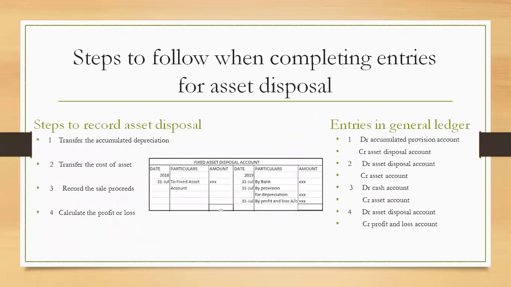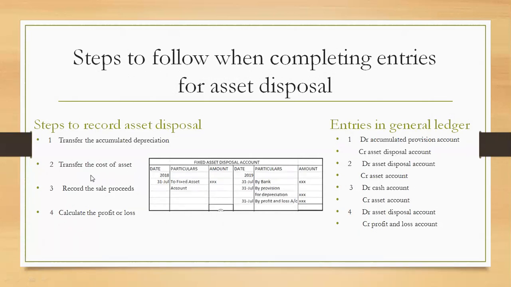Now, steps to follow when completing entries for asset disposal. Step one: transfer the accumulated depreciation, the very first step and very, very important. If it is the start of the year, then accumulated depreciation is enough. We'll shift this depreciation to the asset disposal account. This is the format of the asset disposal account. We will debit depreciation from the provision account and credit over here. As you can see, provision is credited in the asset disposal account and the entry will be debit accumulated provision account and credit asset disposal account.